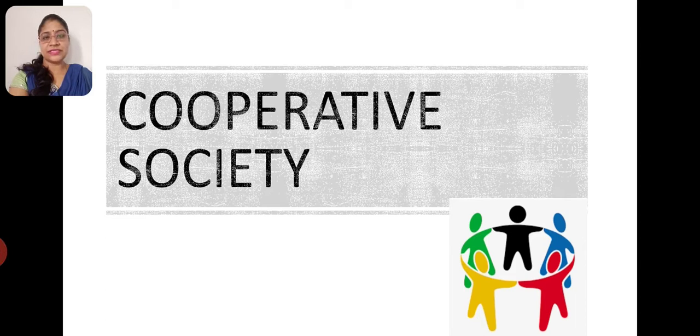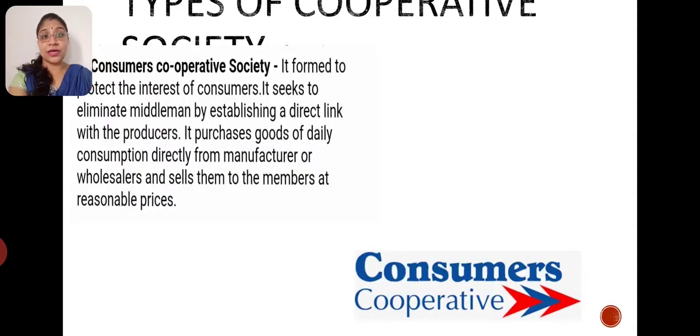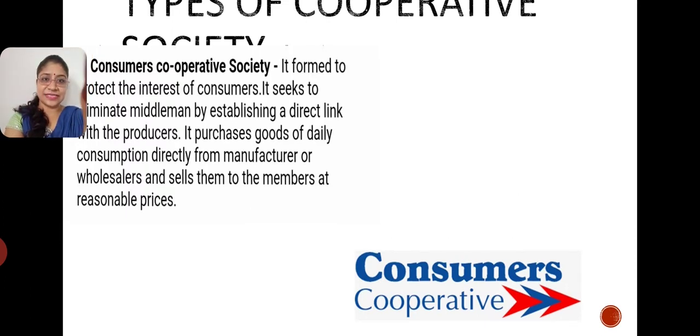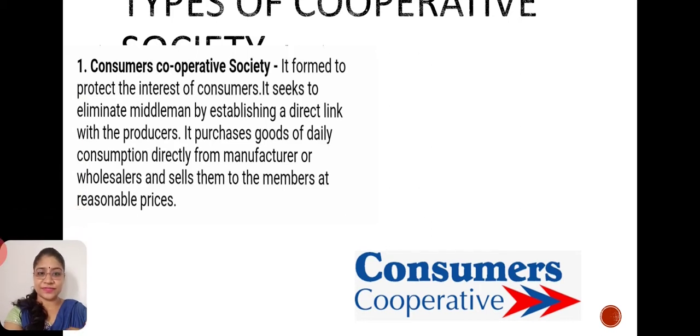We are going with the second chapter, that is forms of business organization, and the fourth form is cooperative society. We have to study today what are the different types of cooperative society. The first one we can see here is the consumers cooperative society.